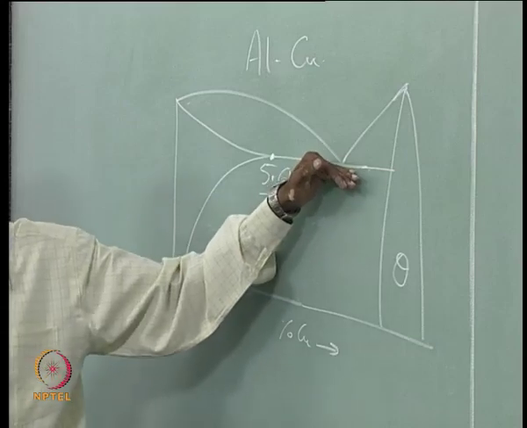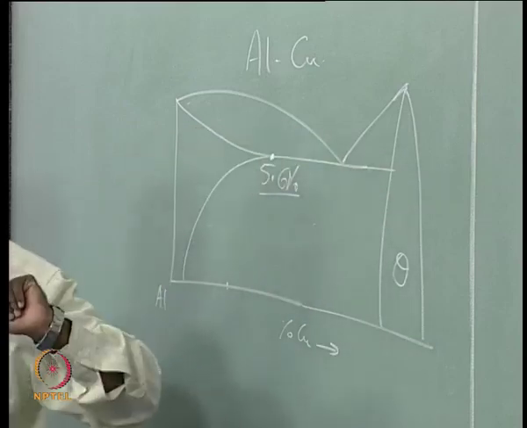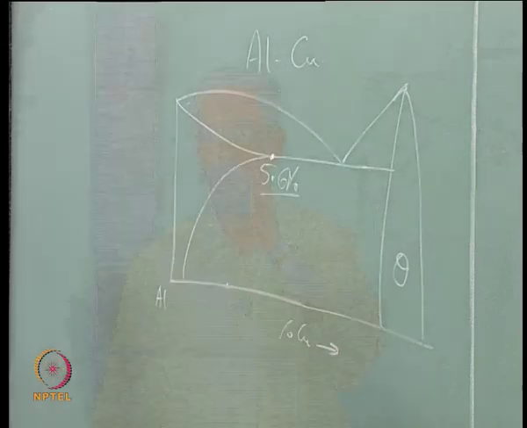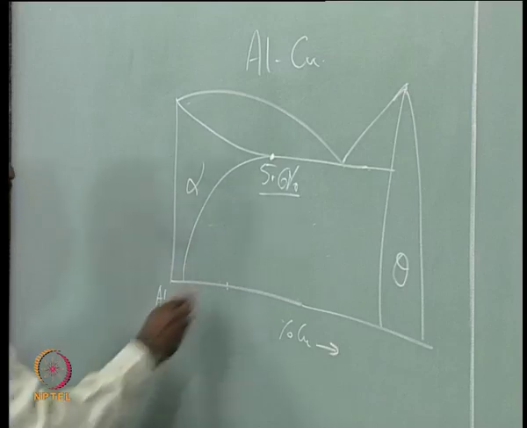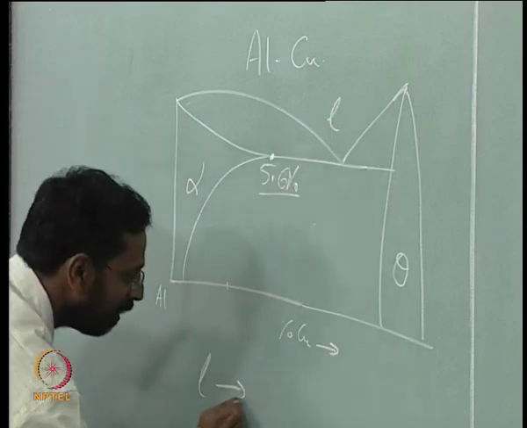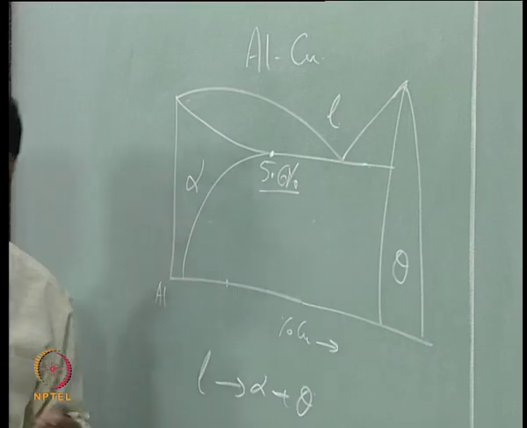And what is this reaction? Anisha, can you tell me what this reaction is here? Eutectic. What gives what? Liquid gives what two phases? Theta and, little louder, half of the word is only coming out of your mouth. Alpha. So liquid gives alpha plus theta, this is a eutectic reaction.